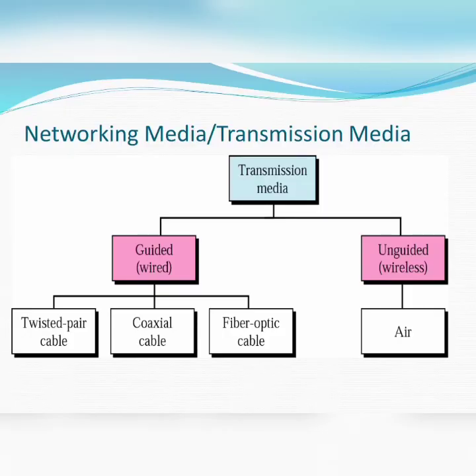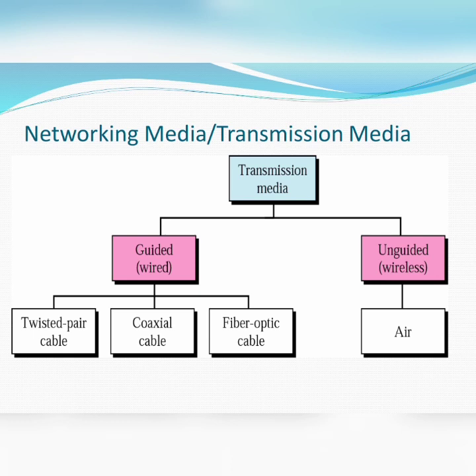Networking media or transmission media. What is transmission media? It is a physical path through which data can be transmitted from the sender end to the receiver end. It is basically of two types, guided and unguided. Guided is wired network and unguided is wireless network.